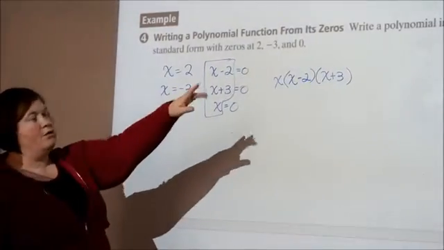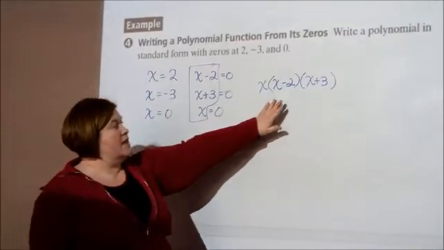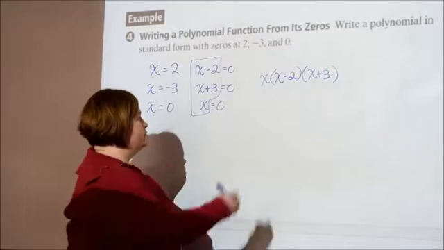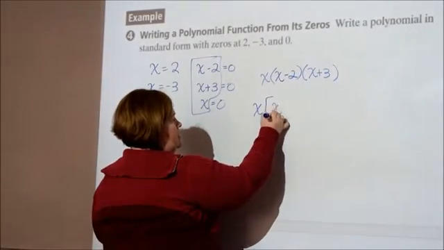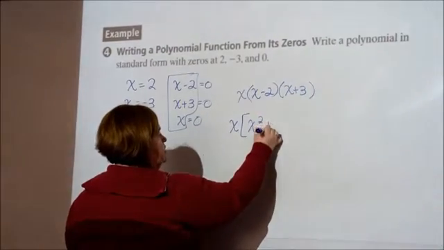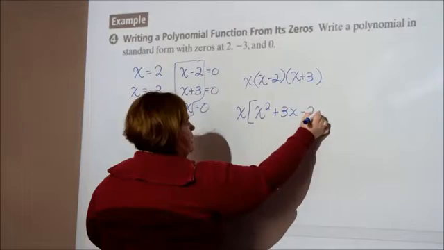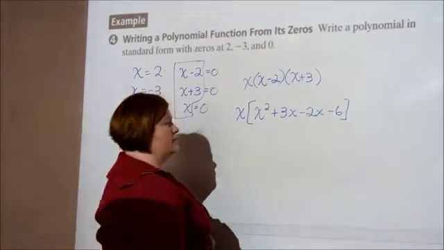All right, well, what form do they want it in? They want it in standard form. That means that we need to get rid of these parentheses. So let's FOIL the last two. X times x is x squared. X times 3 is 3x. Negative 2 times x is negative 2x. And negative 2 times 3 is negative 6.